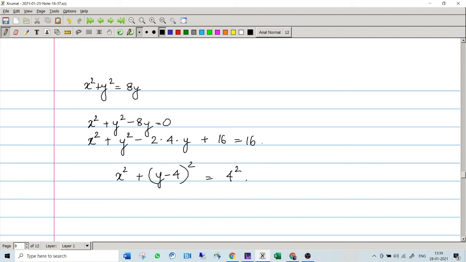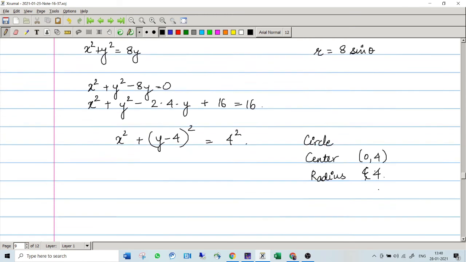Circle with center 0 comma 4 and radius 4. So your equation, which was given in terms of polar coordinates as r is equal to 8 sine theta, represents a circle with the center 0, 4 in Cartesian coordinates, right? And the radius is going to be 4.